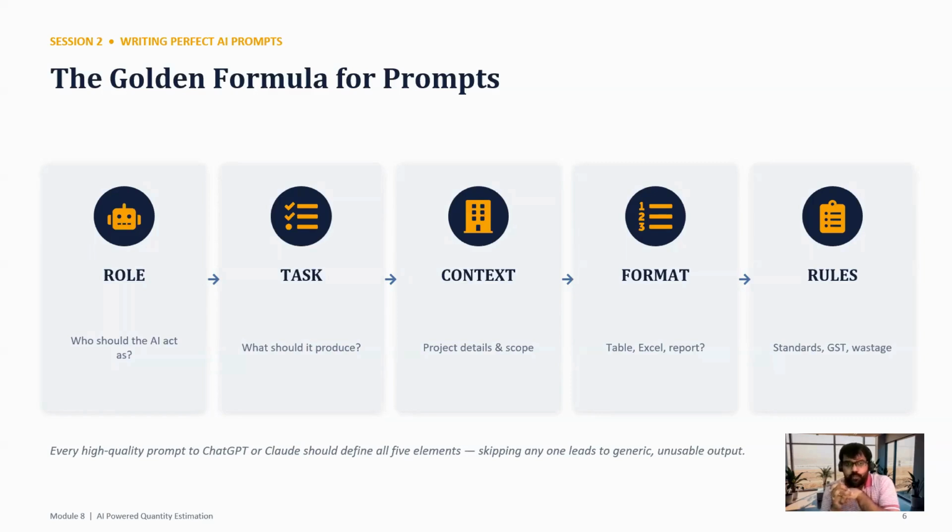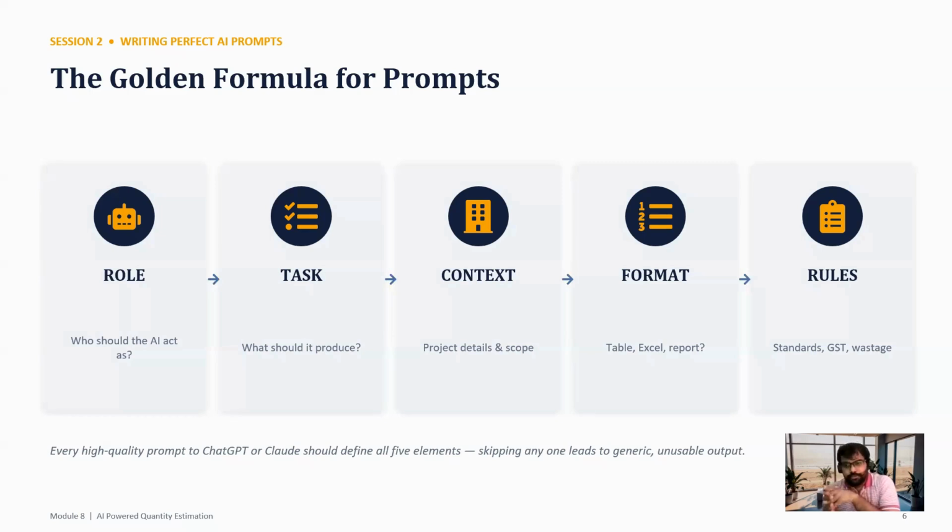So, what is the golden formula for prompts? It is role, task, context, format, and rules. For example, who should the AI act as, and then what should it produce? Project details and scope, table, Excel report, standard GST, wastages. These kinds of details we need to include in our prompt. Then it will give a high quality result. Otherwise, there will be corrections in the produced output.